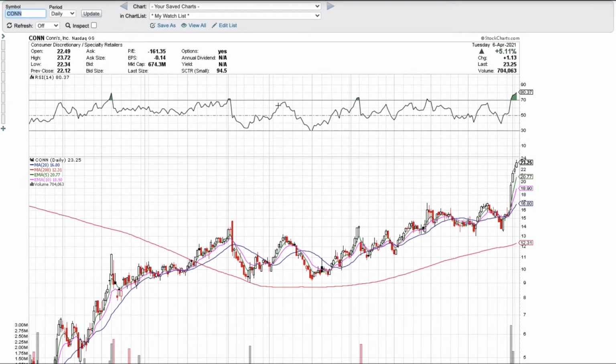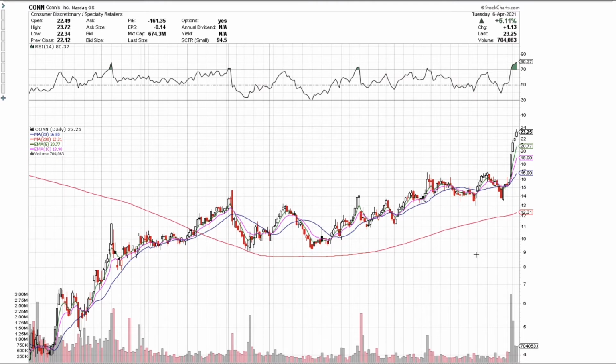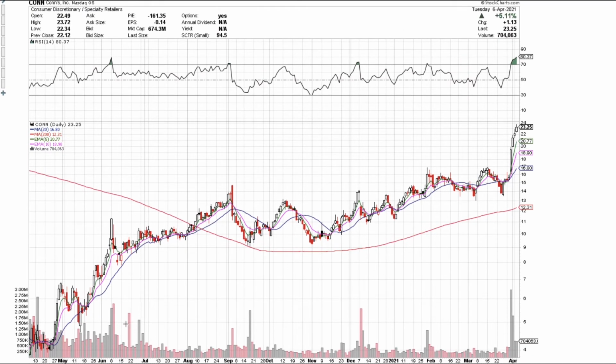Even though the RSI is showing that it's really hot, it is still moving in an uptrend, and it kind of looks like it might be slowing down, but it might not be. It might still be going up, and this is a pretty good stock in that it's pretty consistent. It's like a very beautiful chart.